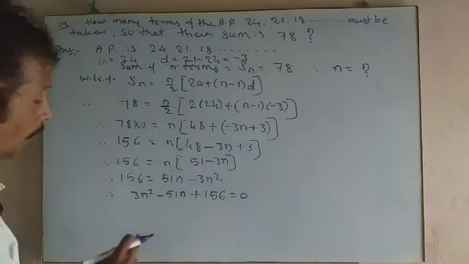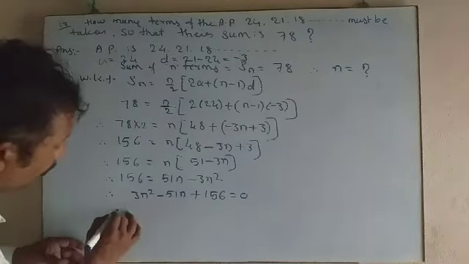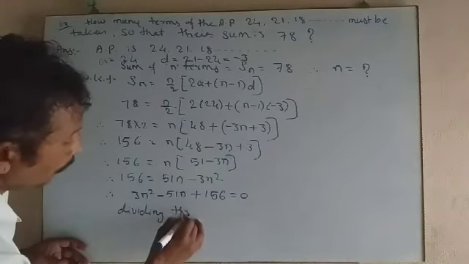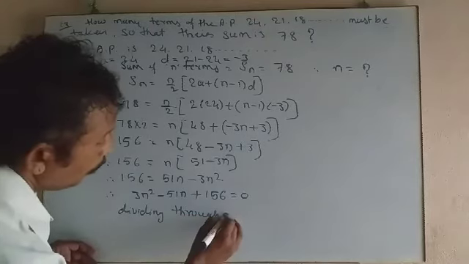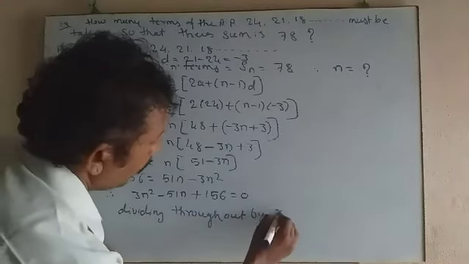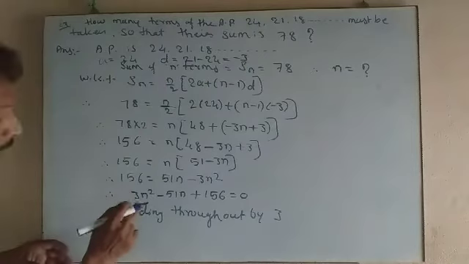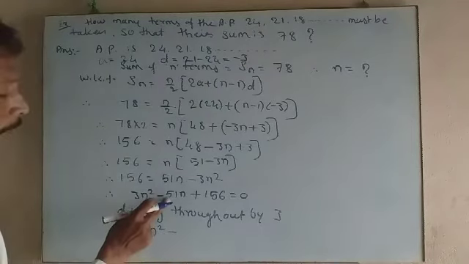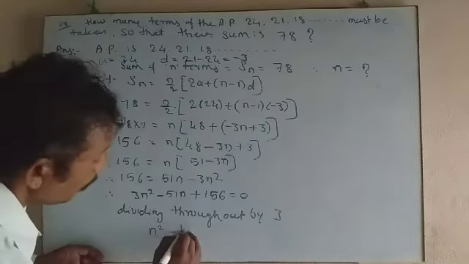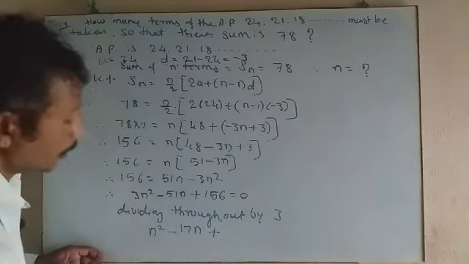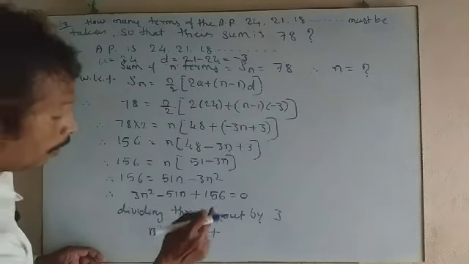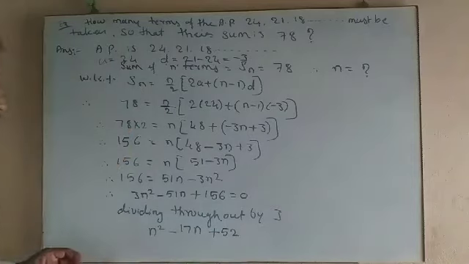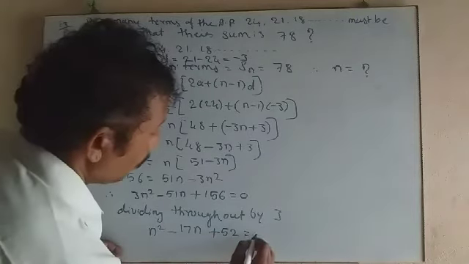Now dividing throughout by 3. 3 ones are 3. This is n square minus 3 17s are 51, 17n plus 3 5s are 15, 3 2s are 6, 52 is equal to 0.